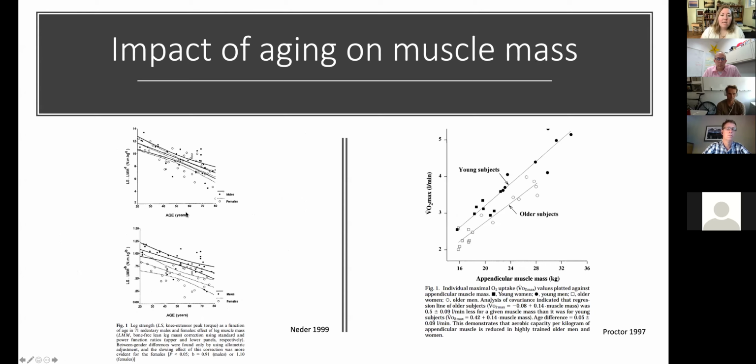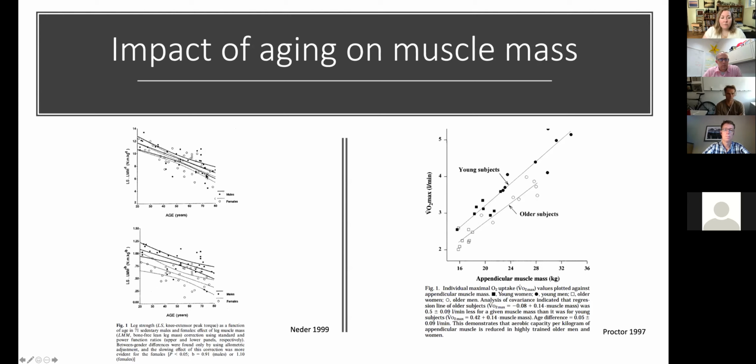Okay, and then our last one is, what is the impact of aging on muscle mass? So in a study done by Netter in 1999, they looked at leg strength and leg muscle mass over aging years. So you can see on the graph, we have from year 20 to year 80, and then they have leg strength over leg muscle mass. And you can see that in both of these, they decrease pretty significantly.